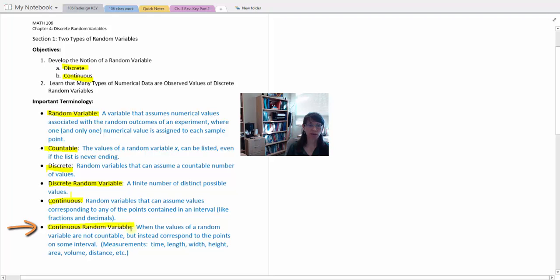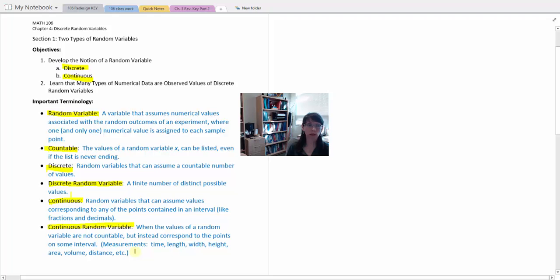Continuous random variable is the final term, and we have a continuous random variable when the values of a random variable are not countable, but instead correspond to the points on some interval. And those include our measurements such as time, length, width, height, area, volume, distance, perimeter, and so on.